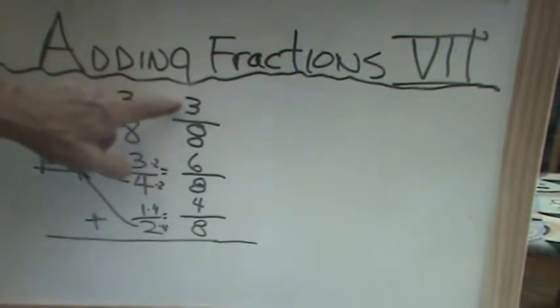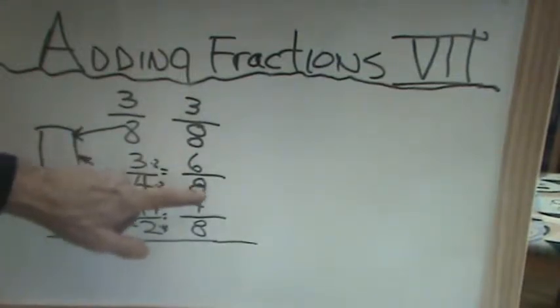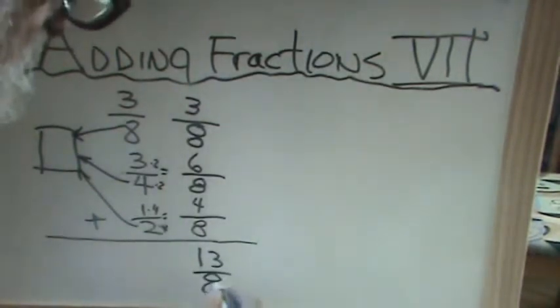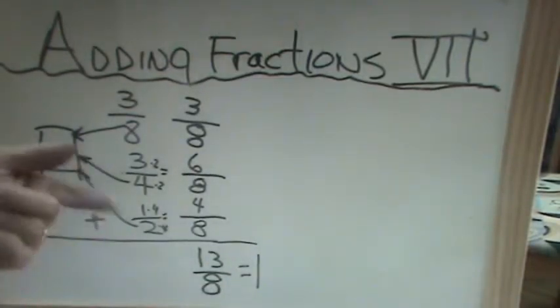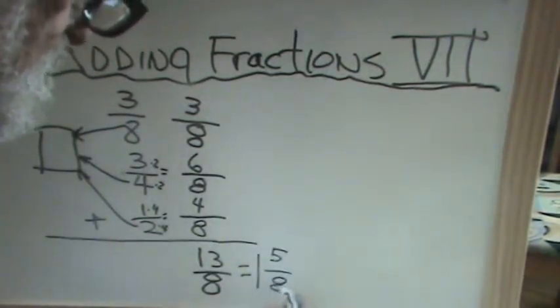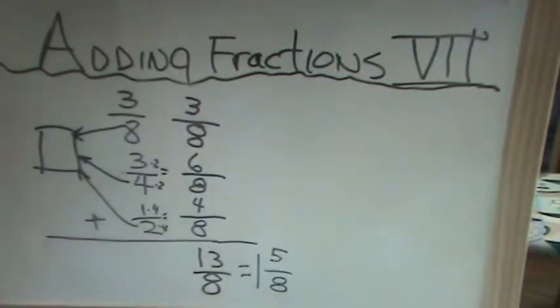So I add the numerators. 3 and 6 is 9. 9 and 4: 9, 10, 11, 12, 13 eighths. Well, I have an improper fraction, so I have to change it. 8 goes into 13 one time, and I have 9, 10, 11, 12, 13. I have 5 left over. 1 and 5/8. I say to myself, is 5/8 in its lowest name? And yes, it is. So that is my answer. 1 and 5/8.